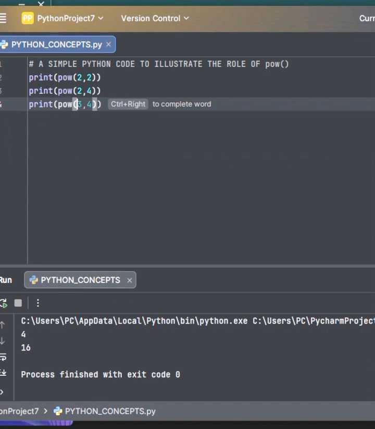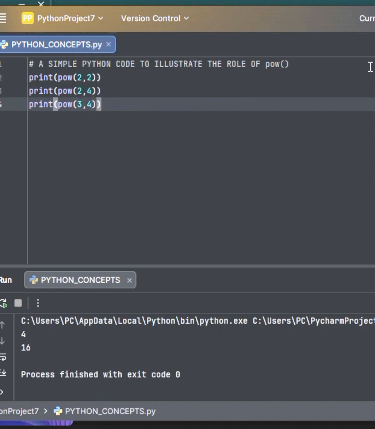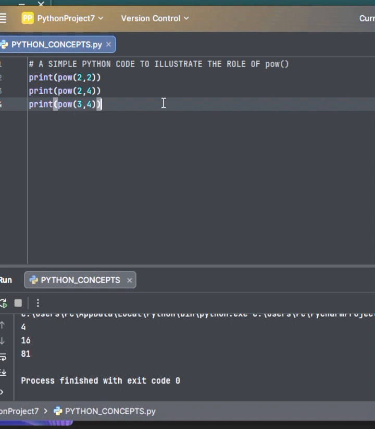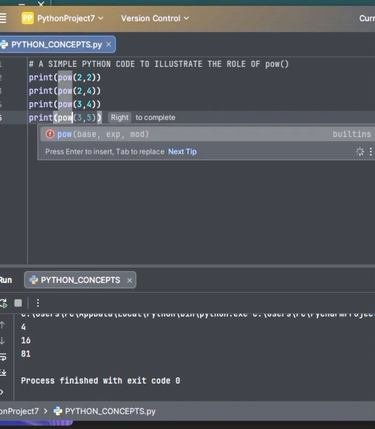We go to our third example. We write print, then we open brackets, we write power, then we write 3, and then we write 4, and we close the brackets. When we execute this, you will notice that it outputs 81, which means it has multiplied 3 4 times. It has multiplied 3 times 3 times 3 times 3.